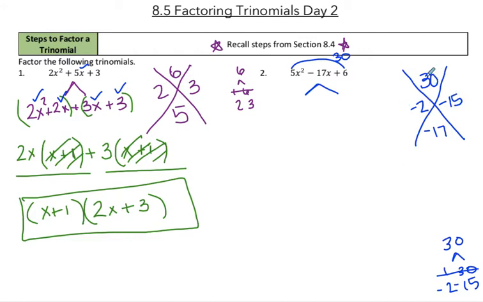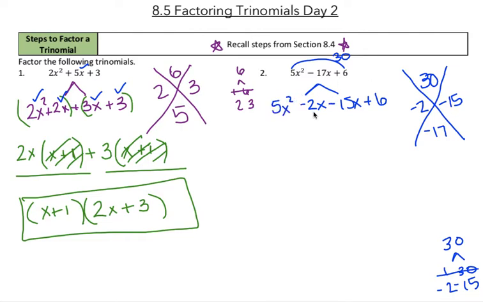These multiply to a positive 30 and add to the negative 17, and I can split that into negative 2x and a negative 15x. Go back to what I had started here, and I can bring down my other two terms.